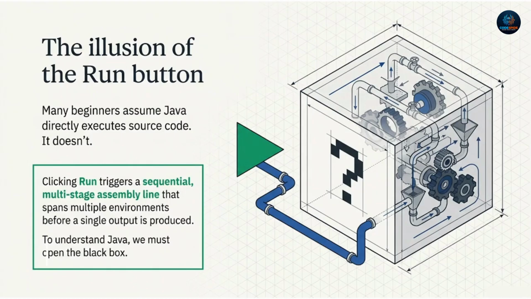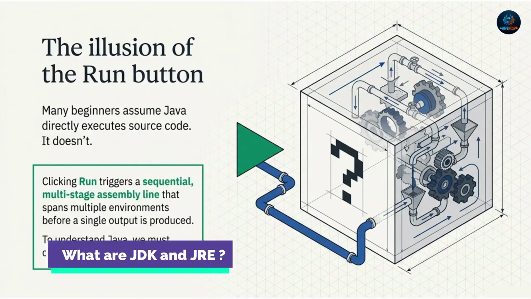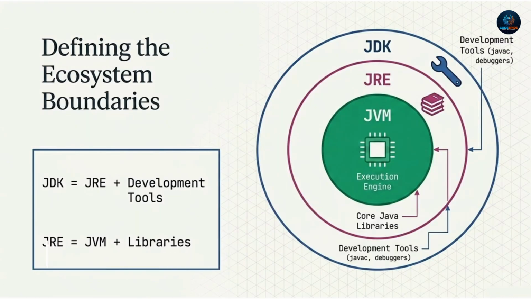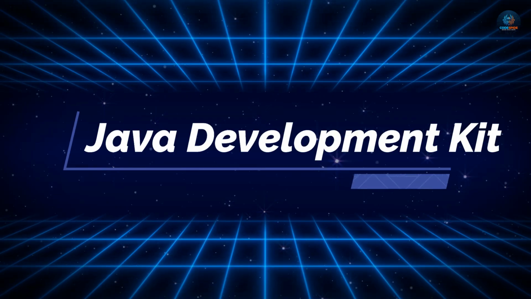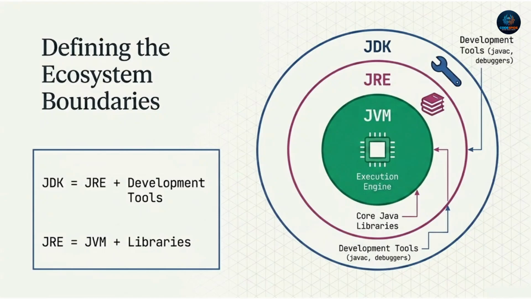But before understanding JVM, what are JDK and JRE? Listen here, many students get confused between JDK, JRE and JVM. So first let's clear that. What is JDK? JDK stands for Java Development Kit. JDK is used for developing Java applications. It contains JRE, Java compiler, debugging tools, libraries and development utilities. All these things are combined within the JDK. So simply, you can remember JDK equals JRE plus development tools.